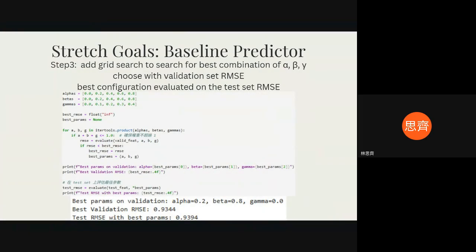And so the next step, previously we just tested the predictor with some fixed weights. And here we performed a grid search to look for the best combination of alpha, beta, and gamma. We choose the best combination by using the validation set RMSE. And finally, the best configuration was evaluated on the test set using RMSE.